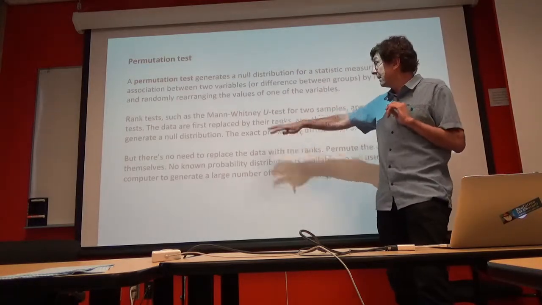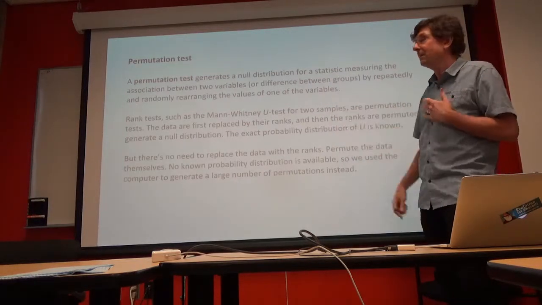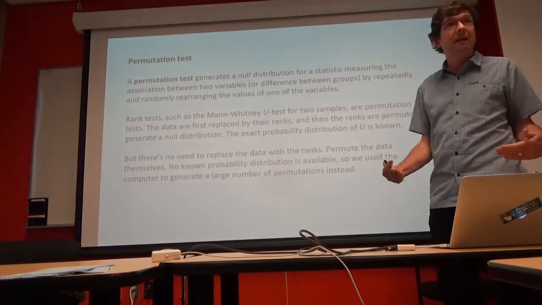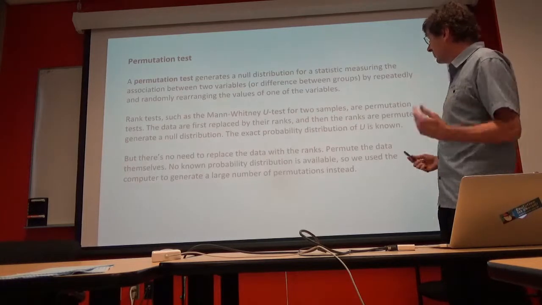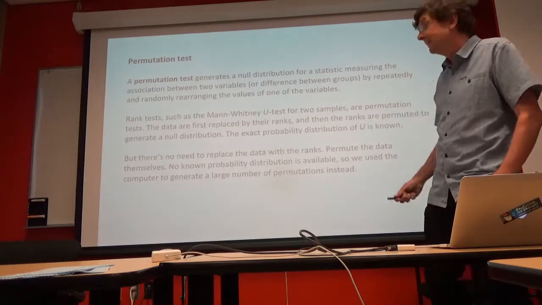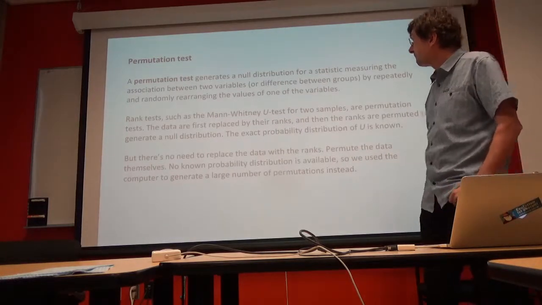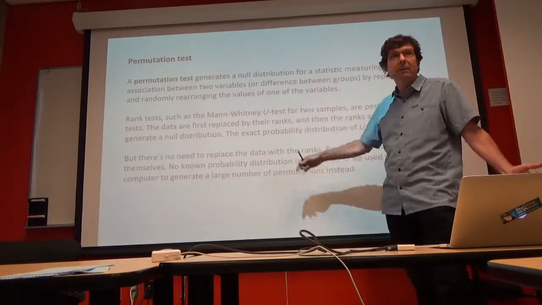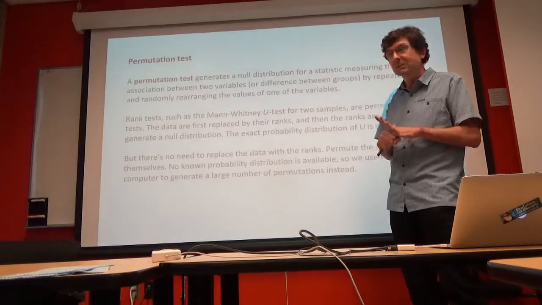However, the permutation test that we carry out with a Mann-Whitney U-test does something which is not actually necessary in the general permutation test. And that is, the first thing that we do to apply the Mann-Whitney U-test is to replace the data by their ranks. The benefit of doing so, at least once upon a time, is that we know something about the probability distribution of those ranks, and it's possible to calculate a null distribution analytically. But with desktop computers, we don't need to use the Mann-Whitney U-test anymore. We don't need to throw out the data and replace them only with their ranks. We can permute the data themselves. So that's what I'm going to show you an example of.